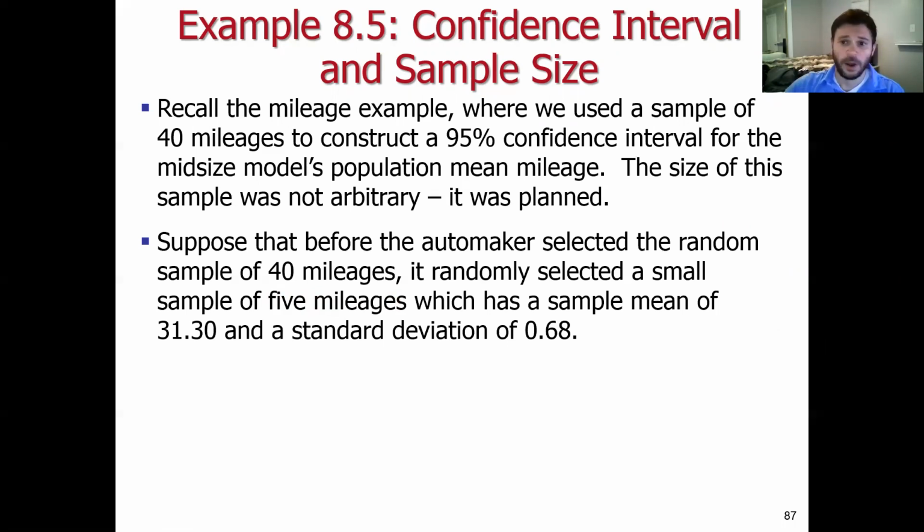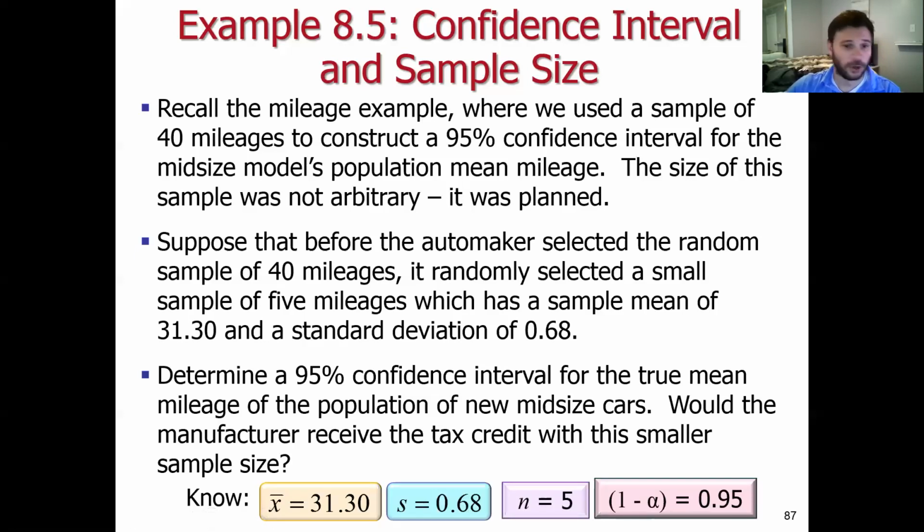Our goal is still the same. We want to determine a 95% confidence interval for the true mean for these mid-size cars to see whether or not the manufacturer would qualify for this tax credit. With only these 5 mileages, we're given a sample mean of 31.3 miles per gallon and a sample standard deviation of 0.68. Notice that is s, not the population standard deviation. So we're in a situation where we're going to use the t distribution this time.